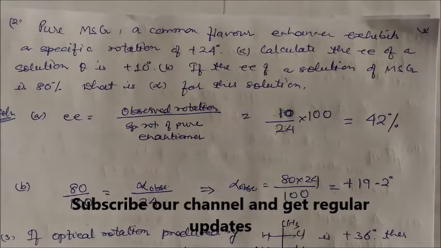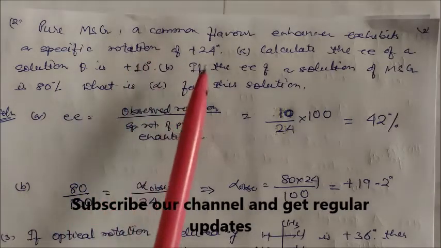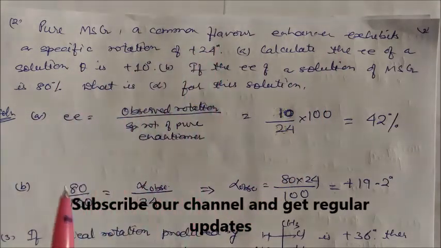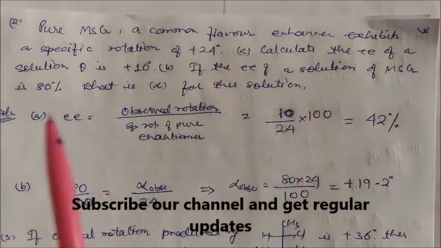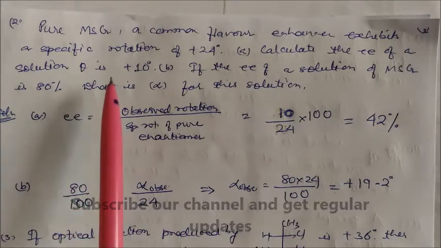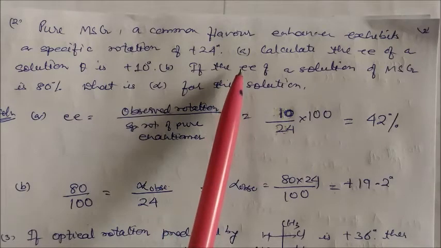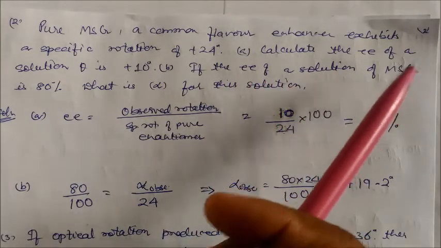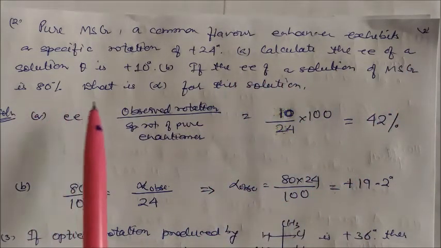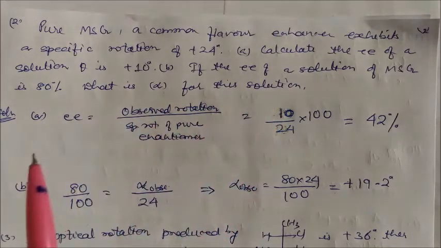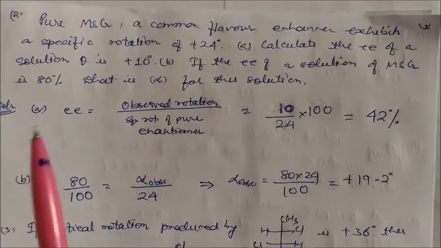Now let us take the second example. Pure MSG, a common flavor enhancer, exhibits a specific rotation of plus 24 degrees. Calculate the enantiomeric excess of a solution whose observed rotation is 10 degrees. This is the first question. The second question is, if the enantiomeric excess of a solution of MSG is 80%, what is the alpha for this solution? It will be solved in a similar way to the previous question.